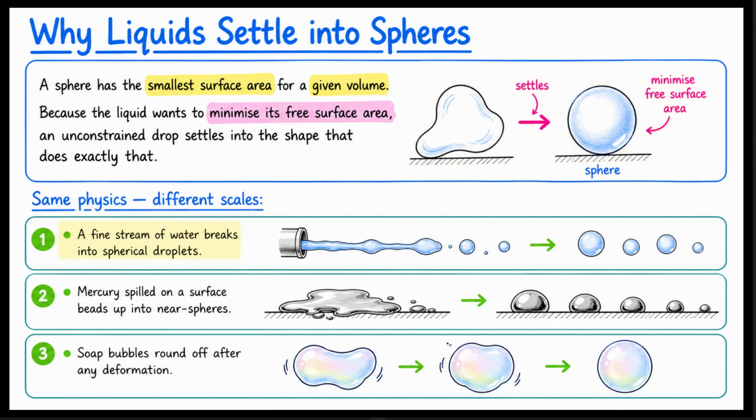The same physics shows up everywhere you look. A fine stream of water breaks into spherical droplets. Mercury spilled on a flat surface beads up into near spheres. A soap bubble that you poke rounds itself off again within a fraction of a second. Different scales, same principle. When a liquid surface is left to itself, it minimizes area, and a sphere is the area minimizer.